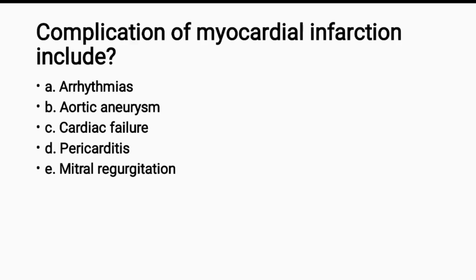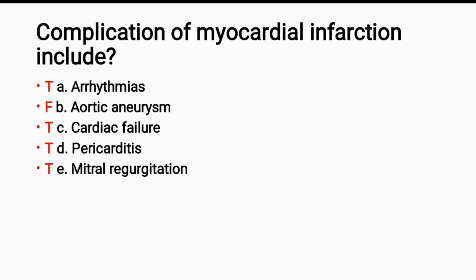Complications of myocardial infarction include A, arrhythmias, B, aortic aneurysm, C, cardiac failure, D, pericarditis, E, mitral regurgitation. Except B. Arrhythmias, cardiac failure, pericarditis, mitral regurgitation, all these are complications of MI.